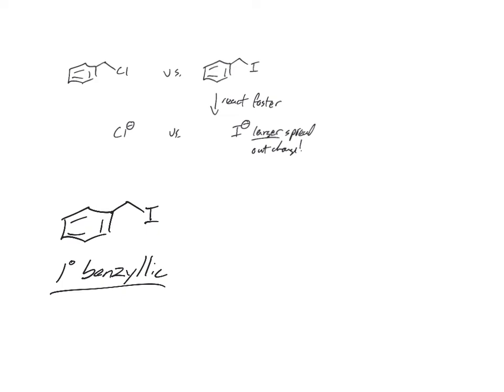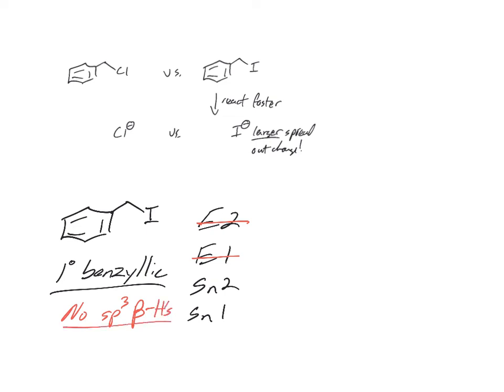If there's no sp3 beta CHs, what does that immediately eliminate? Can we have E2 or E1? We cannot. No sp3 beta hydrogens. Doesn't have any. Actually, now that I think about it, a primary allylic can't do E1 or E2 either. There's no sp3 beta CHs.